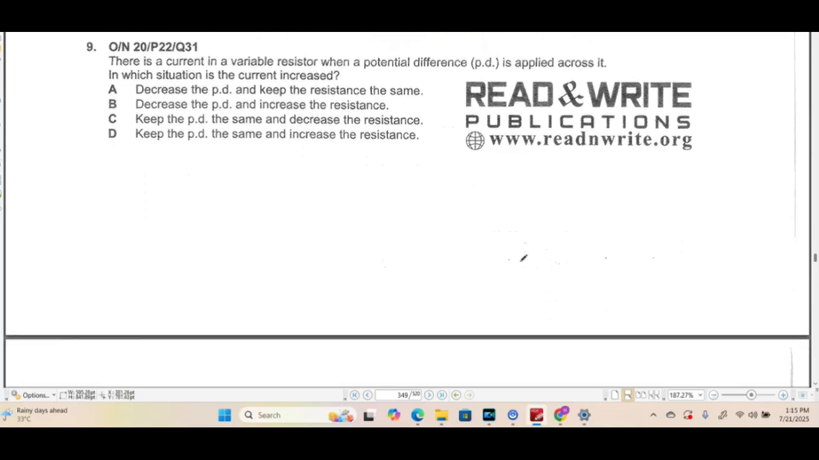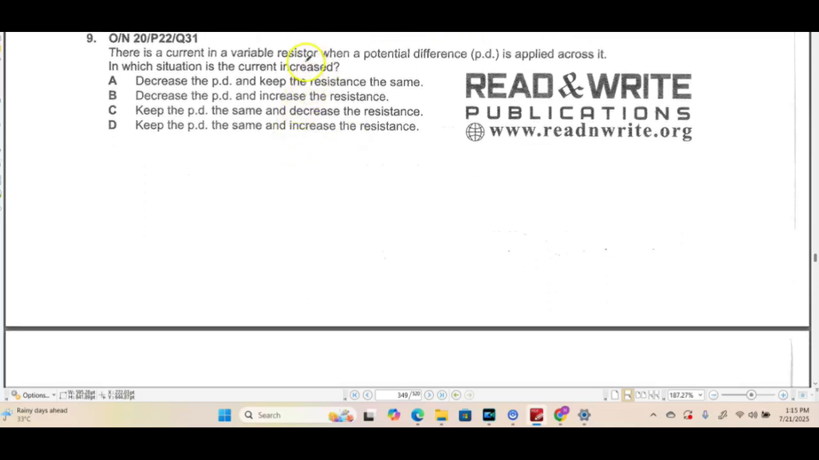Question number 9. There is a current in a variable resistor when a potential difference is applied across it. In which situation is the current increased? Decrease the potential difference and keep the resistance the same. This is not correct. Decrease the PD and increase the resistance. This is not correct. We have to increase the current.